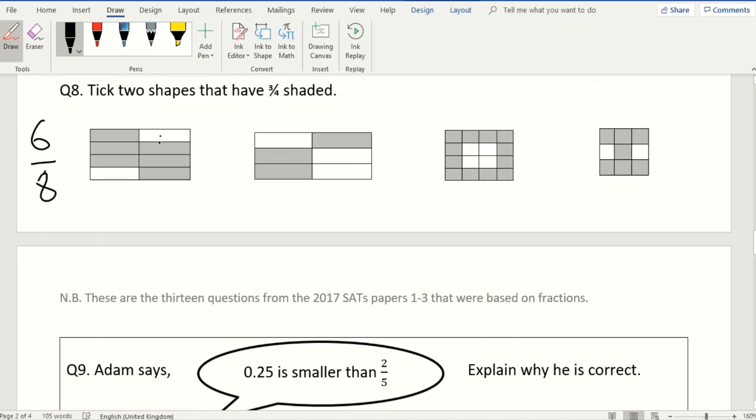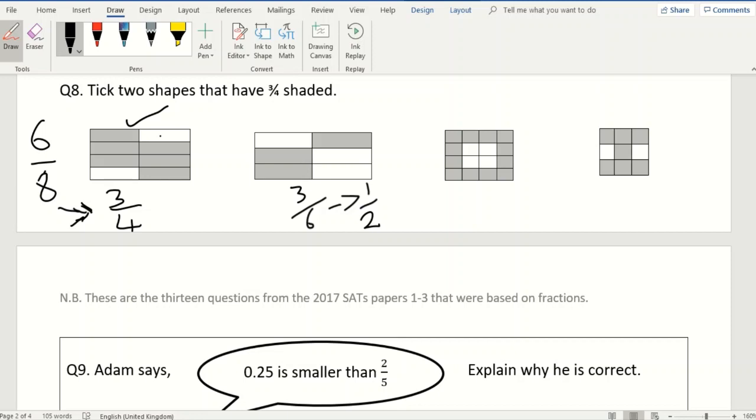There's 6/8. Okay. If we simplify 6/8, we divide both the numerator and denominator by 2, that's going to give us 3/4. So that one has definitely got 3/4 shaded in. This one here, 1, 2, 3, 4, 5, 6, denominator is 6. How much is shaded in? It's 1, 2, 3, so that's 3. Sorry, let me go back. Okay, so we've got 3 out of 6 which is shaded, which actually simplifies down to 1/2, so that one is not part of the answer.